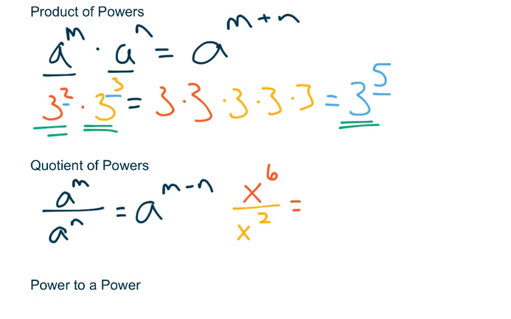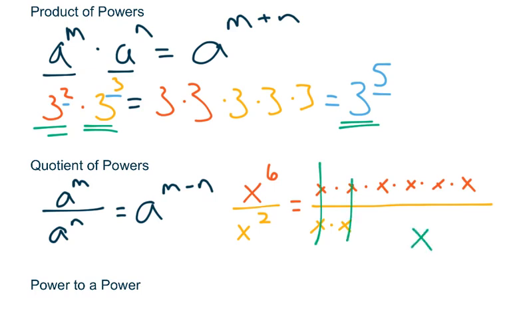If we wrote this all out, x times x times x times x times x, let's see, that's 5 of them. And then here's a 6th one. And we're going to divide this by x times x. Okay, what happens? X's cancel, x's cancel. I'm left with 4 x's in the numerator, x to the 4th. 6 minus 2 gives me 4. Okay, so that's the quotient of powers property.